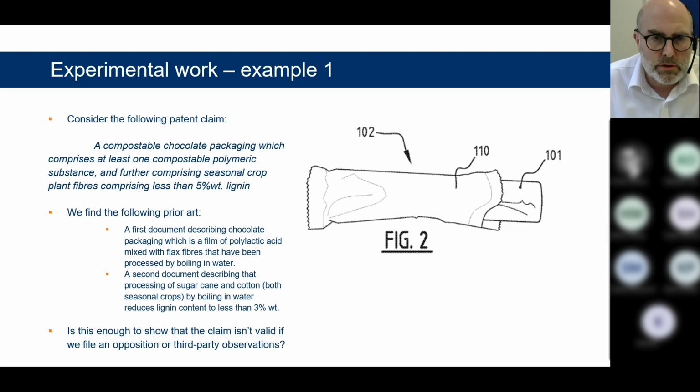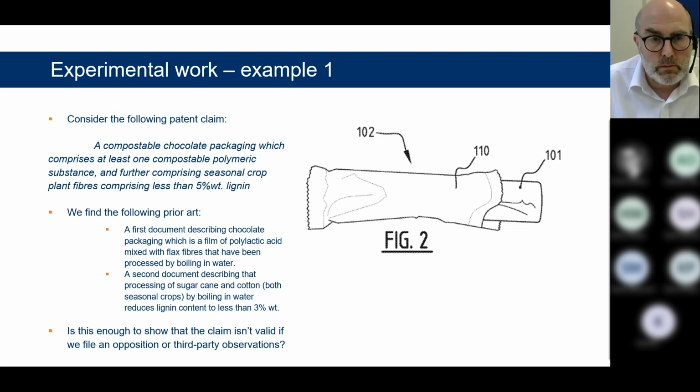This is a compostable chocolate packaging. It's comprising at least one compostable polymeric substance, so the actual packaging is made of a polymer, and it also includes seasonal crop plant fibers which have less than 5% lignin. So we want to knock that claim out.